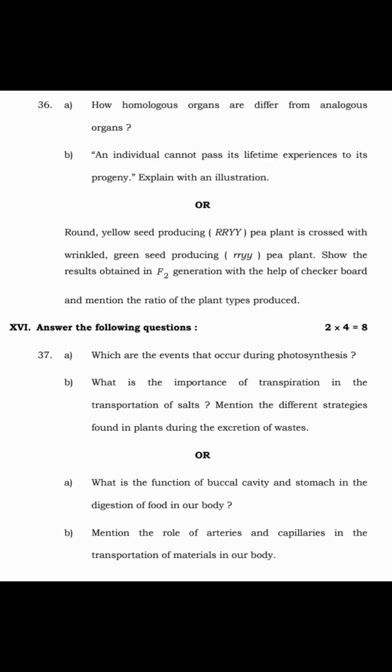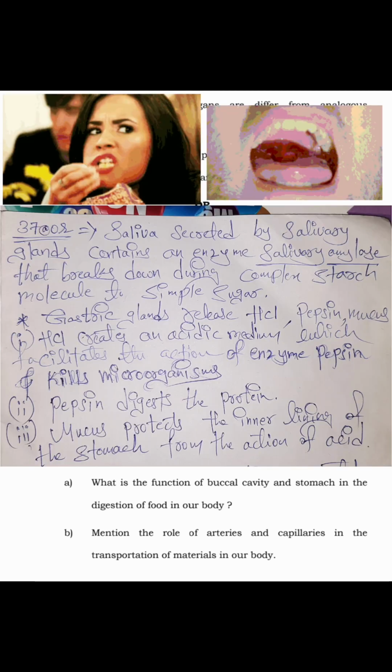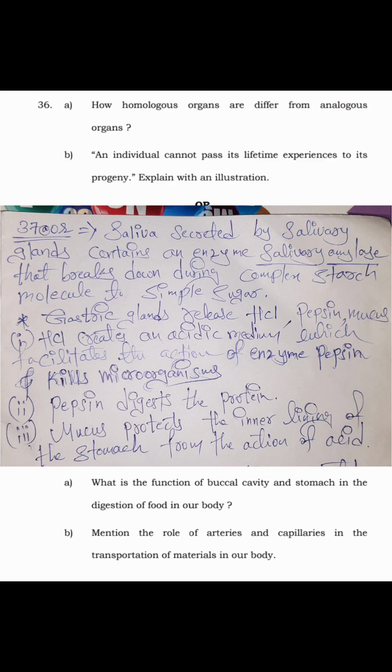Or question: What is the function of buccal cavity and stomach in the digestion of food in our body? Saliva secreted by salivary glands contains an enzyme called salivary amylase. The function is to break down the complex starch molecule into simple sugar. So this is regarding the mouth, that is the buccal cavity.